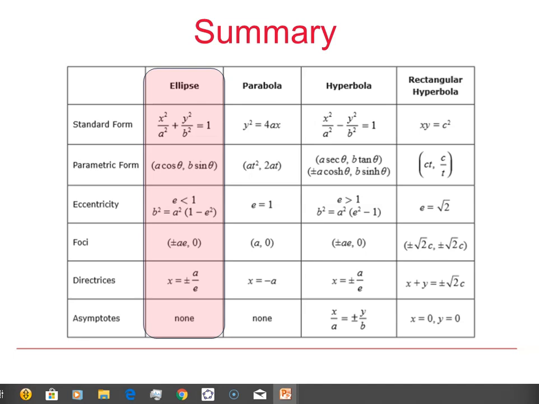Well, finally then, just to show you the formula sheet that you're given, this is all the information in your formula sheet, so you don't need to learn it. So we have the standard form, its Cartesian equation, the parametric form, the fact that the eccentricity is less than 1, and that gives you that b squared is equal to a squared times 1 minus e squared, and with the information of a and e, we can calculate the foci and the directrices.